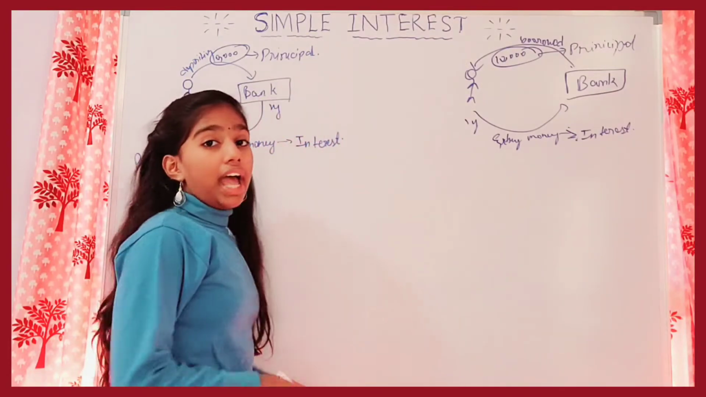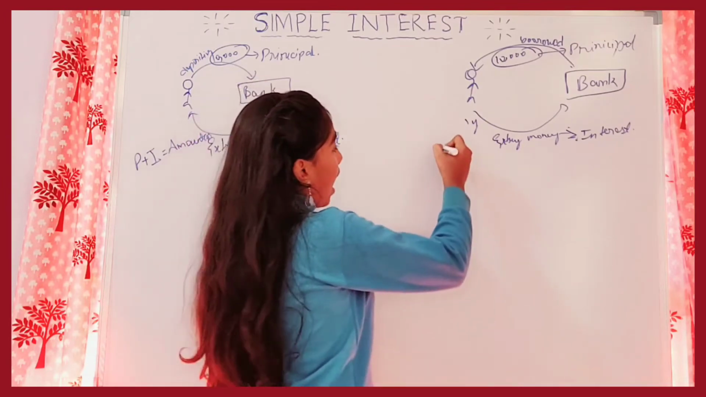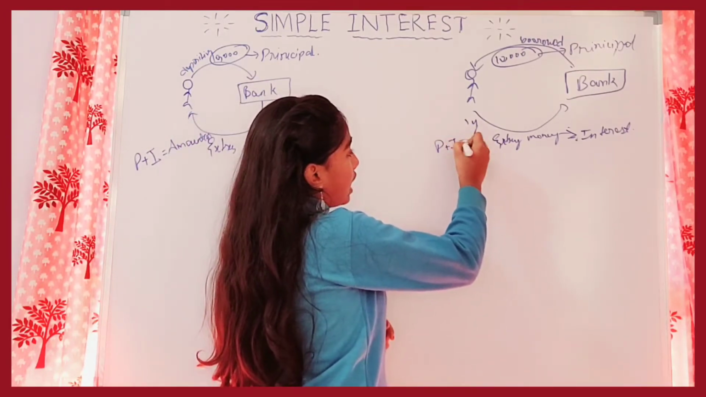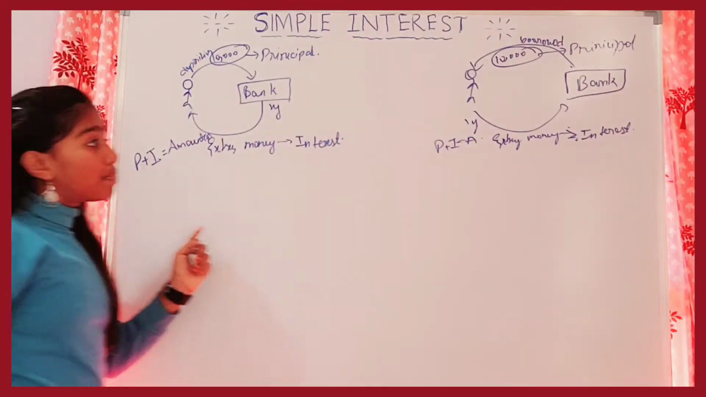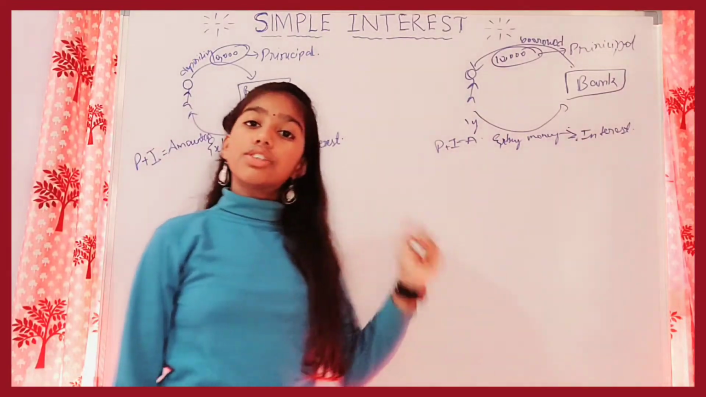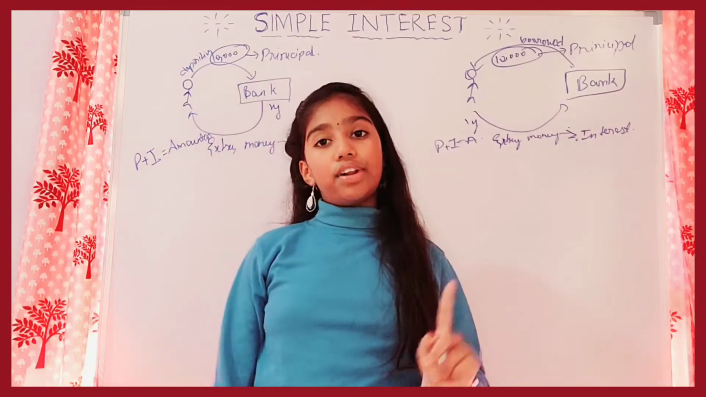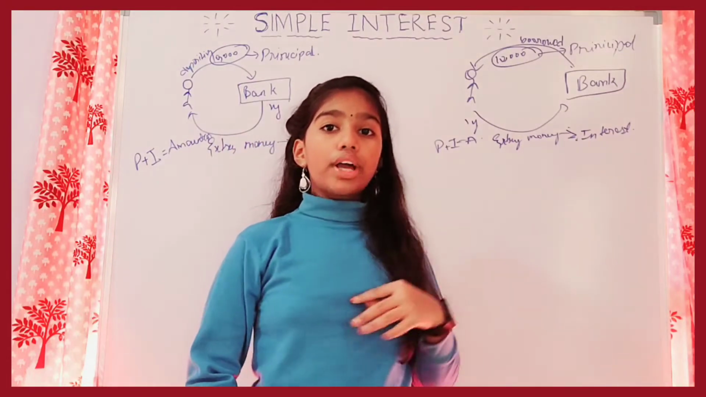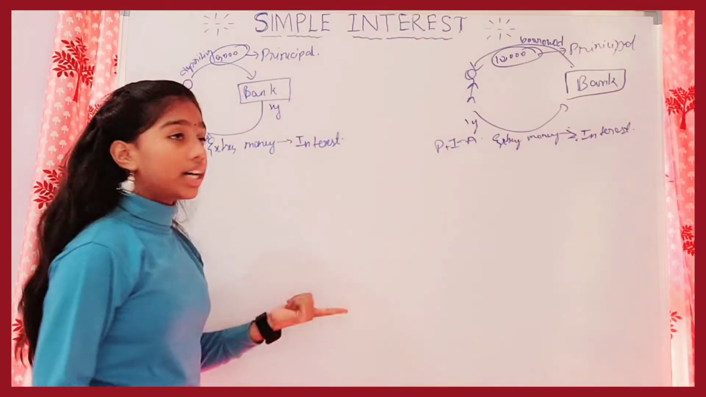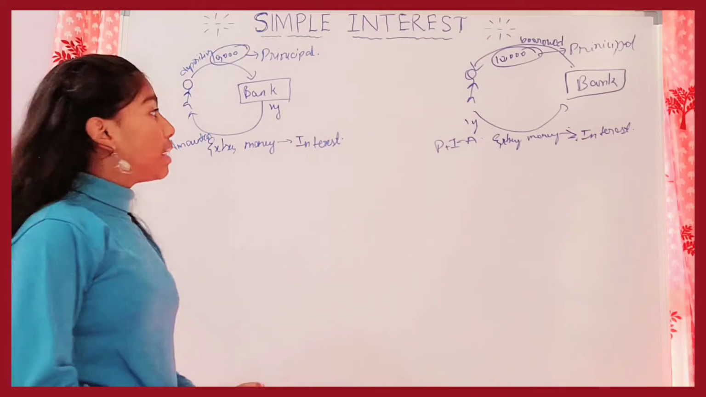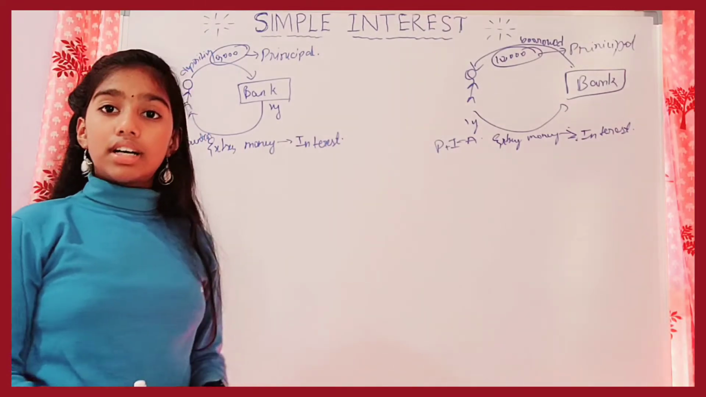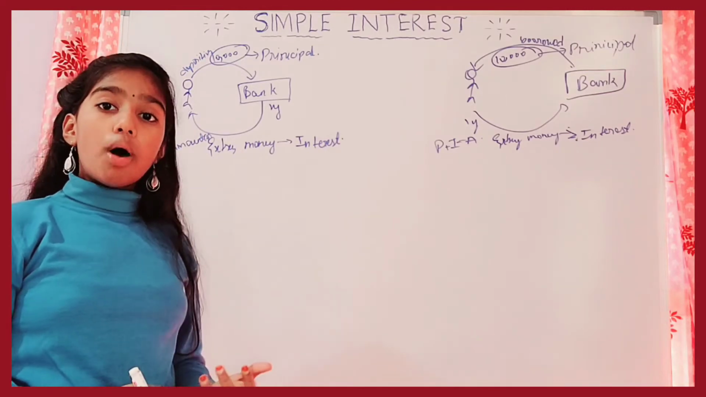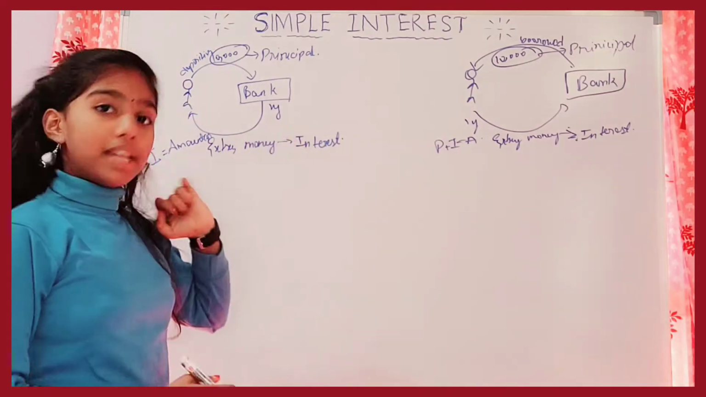Principal is added to interest, that is P plus I is equal to A. We have already seen this: principal plus interest gives amount. I think you understood what is simple interest. Now we will see some terms and some formulas of simple interest.